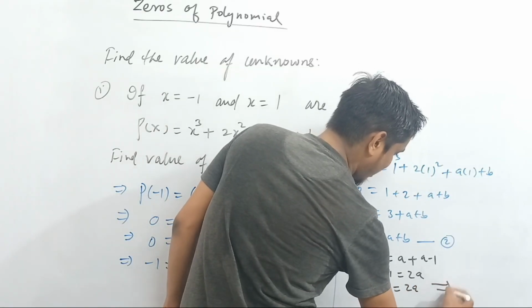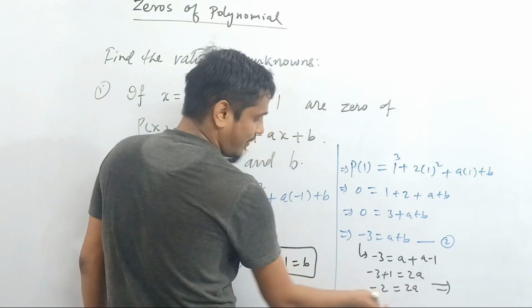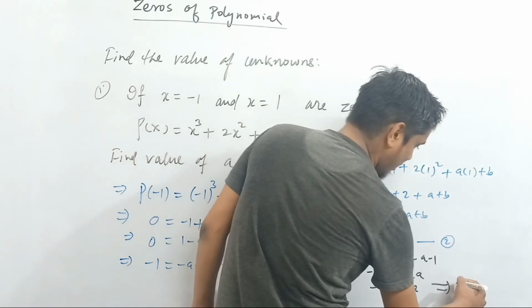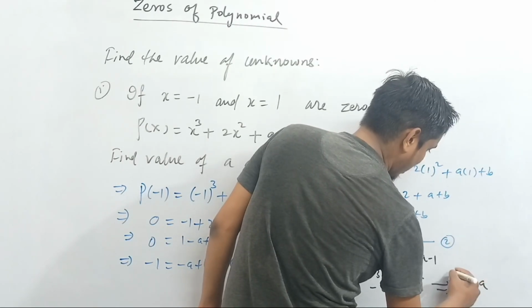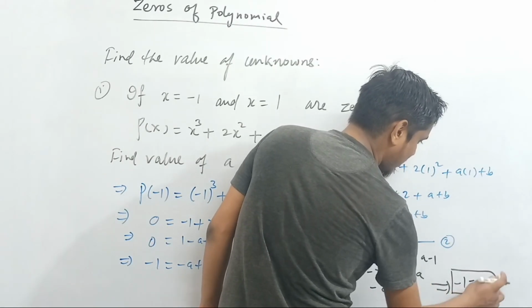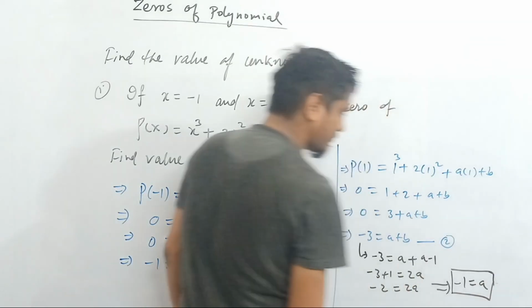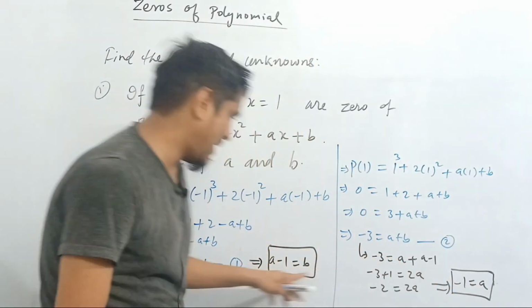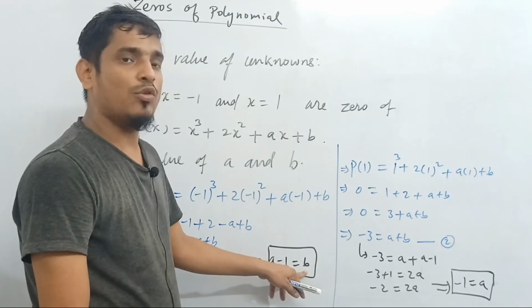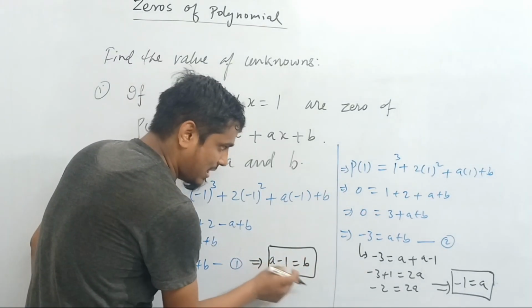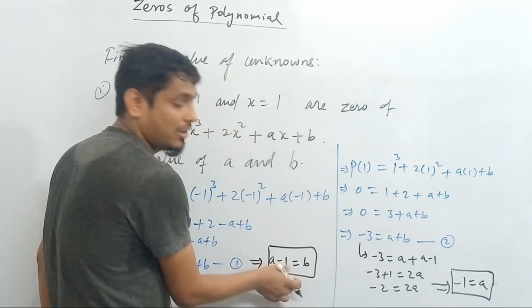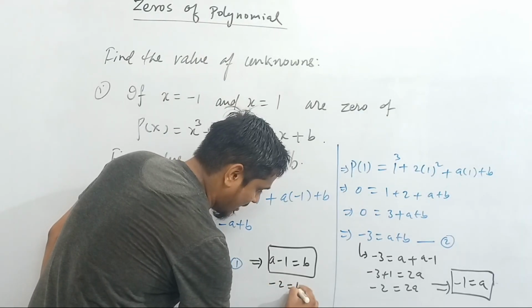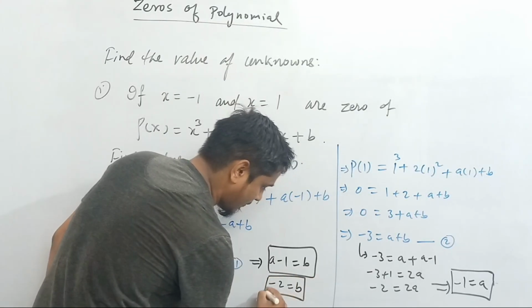So when we solve this, dividing both sides by 2, we get minus 1 is equal to a. So the value of a is negative 1. Value of a is negative 1. So once we substitute this value of a in this, then we'll get the value of b. So if we keep a is equal to minus 1, so minus 1 minus 1 is minus 2. So the value of b is equal to minus 2.